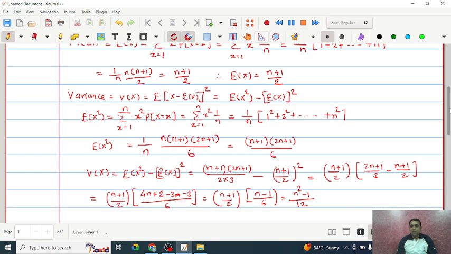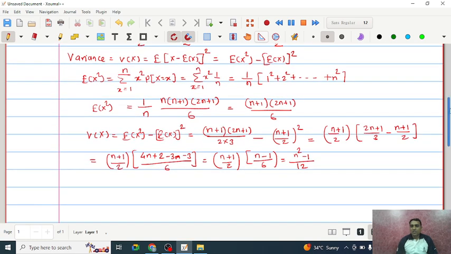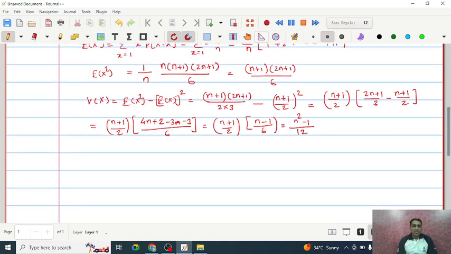And here, to calculate the standard deviation of x, we know it is the positive square root of variance of x, so here you will get the answer as under root of n square minus 1 by 12.